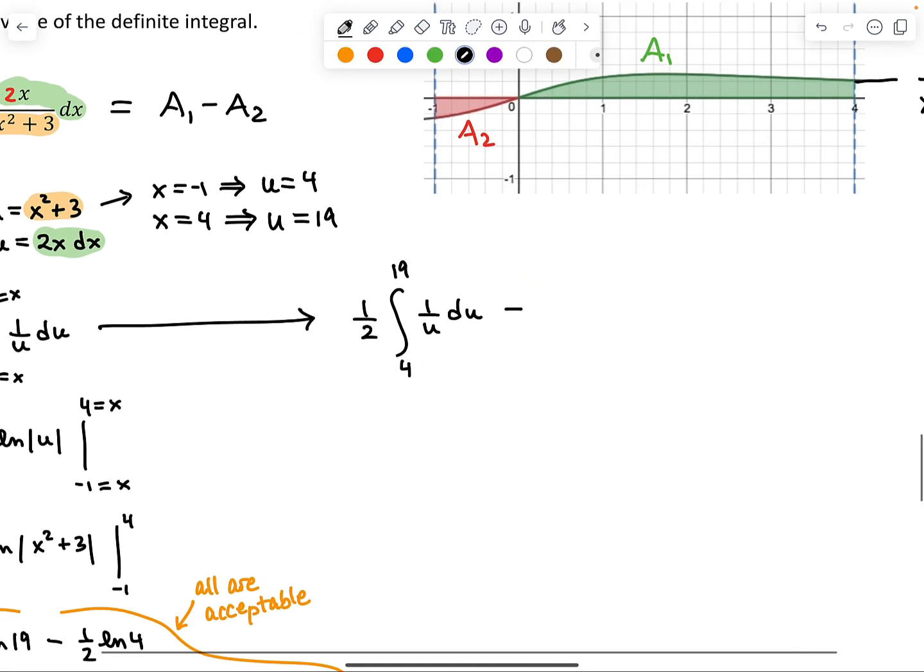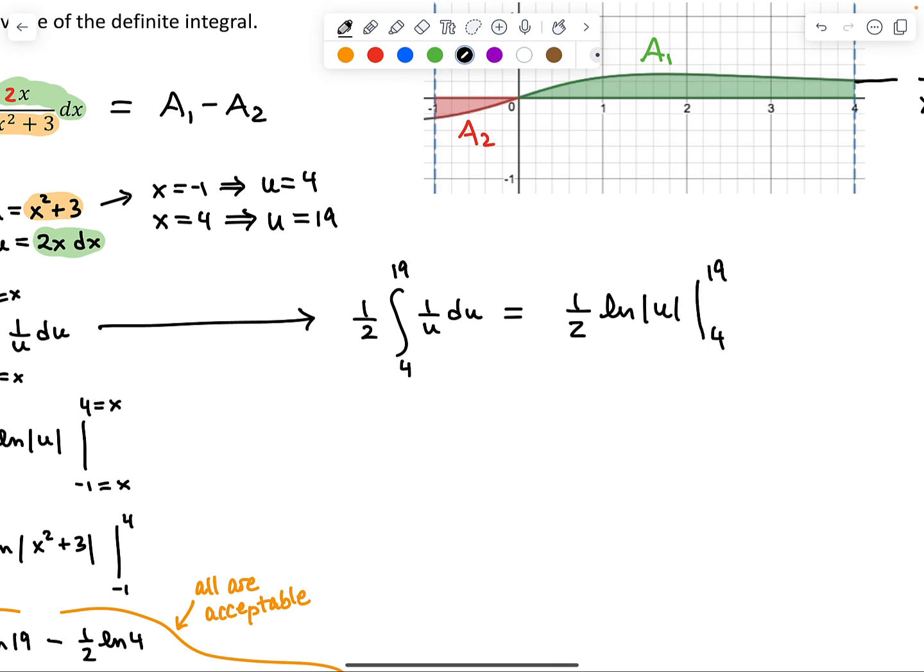Okay, so from here, we get the 1/2 natural log of absolute value of u. We don't need the c, but we evaluate from 4 to 19. We don't need to do a back substitution in this case because I converted the coordinates to u-coordinates. So I can just plug in 19 now for u, and that gives me a natural log of 19, and then minus, and plug in a 4 for u, and I'll get a natural log of 4. From here, we get all the same results.